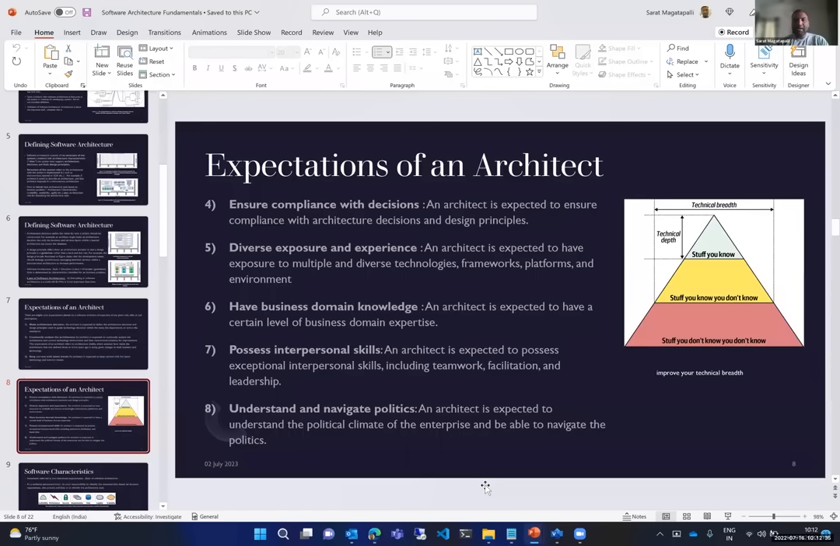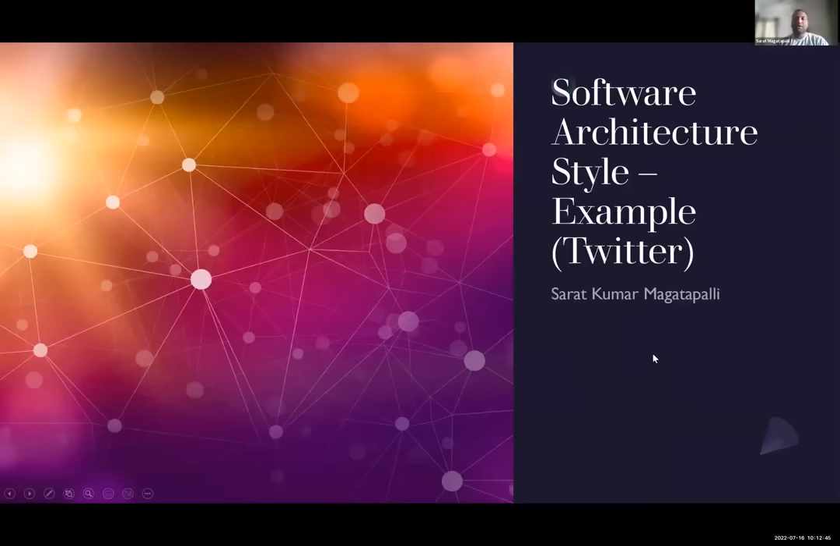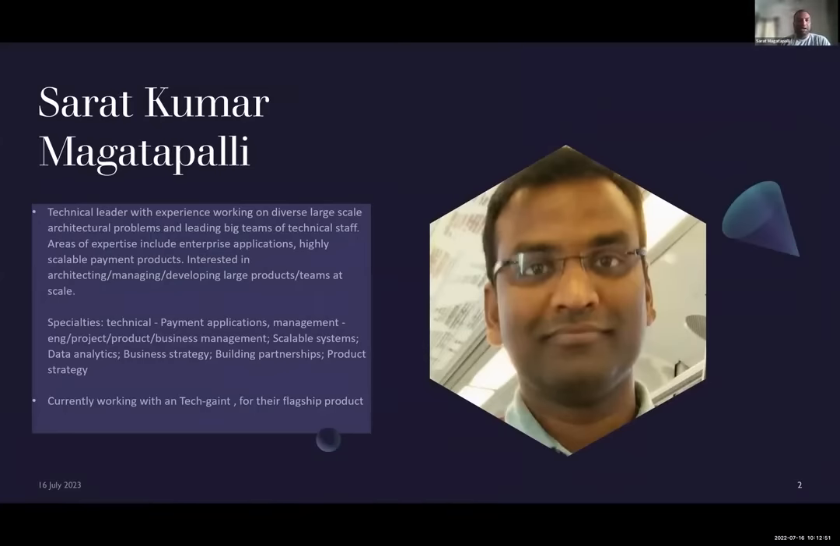So this is our today's agenda, right? The topic is software architecture with an example. We'll talk about an example like Twitter, right? And a quick introduction about myself, as I discussed. So yeah, this is me.